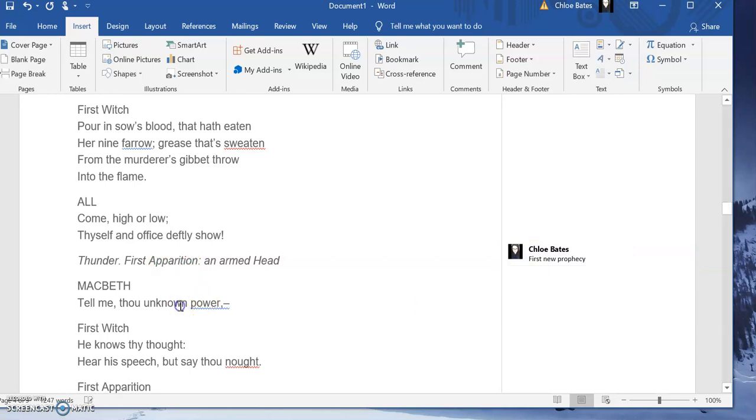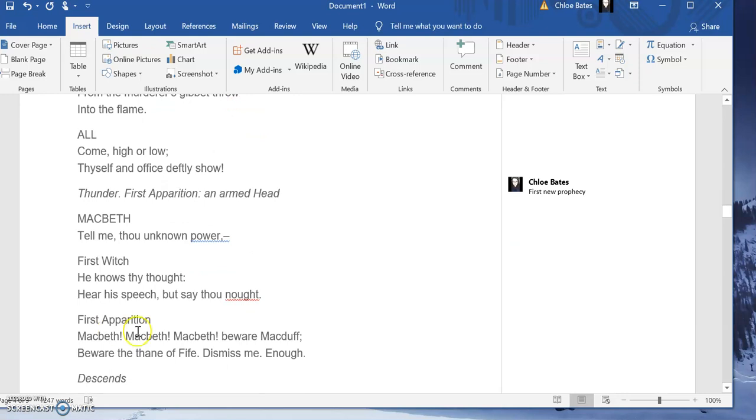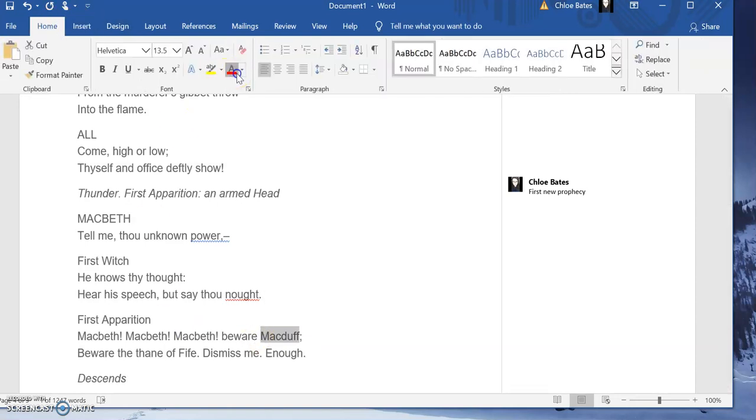Tell me, thou unknown power. He knows thy thought, hear his speech, but say thou naught. So the armed head that you can see in your booklet now on the top of page 65 says this. Macbeth, Macbeth, Macbeth, beware Macduff. Beware the Thane of Fife, dismiss me enough. So it's in a rhyming couplet.